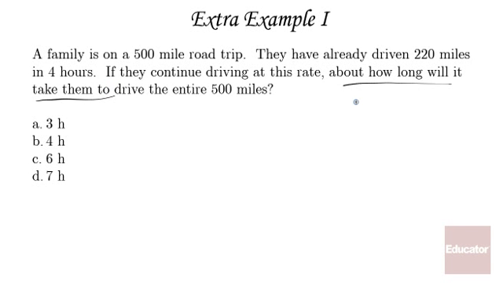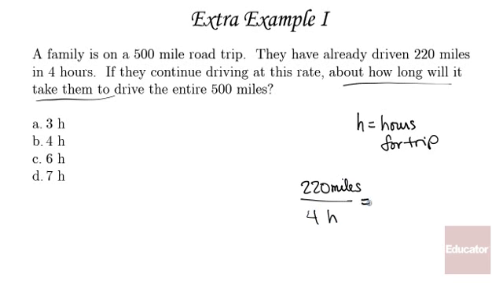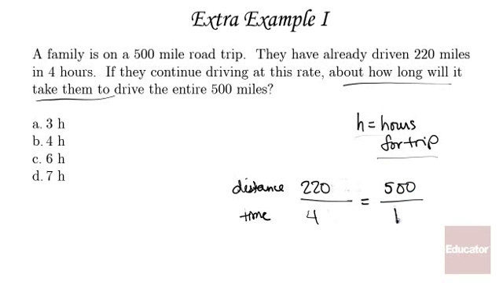So let's set up our proportion. H, I'm going to say equals hours for trip. So I've created my variable. So it takes the family 220 miles in 4 hours. So over here, I know the bottom is time, and on top we have distance. So now when I set up my proportion, I already have a variable h for hours of trip. The full trip distance is 500, and that's going to be h hours.